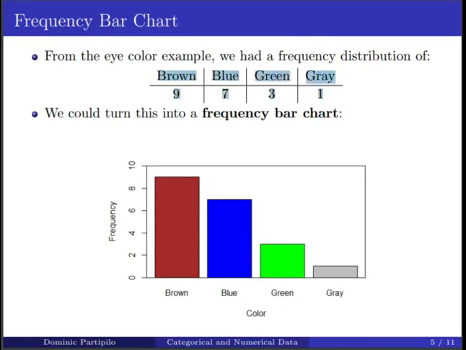If we carry this frequency distribution over to this page, this is the same thing from the previous slide, we would have this, and we could turn this into what's called a frequency bar chart. A frequency bar chart gives a visual representation of the frequency distribution. So it's going to look something like this. Since we had 9 people with brown eyes, this bar is going to have a height of 9. And we had 7 people with blue eyes, so the height of this bar is going to be 7.